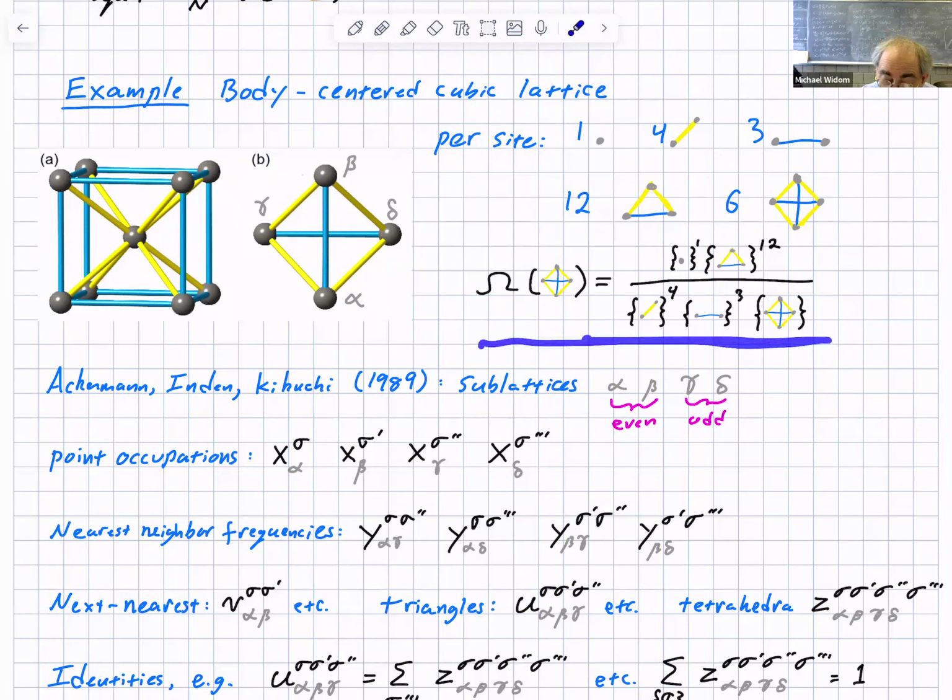And so here is the formula for the tetrahedron, first worked out by Ackerman, Inden, and Kikuchi. I'd like to call your attention to the fact that the body-centered cubic lattice has 4 sublattices that I label alpha, beta, gamma, and delta. And we can also think of 2 sublattices, like the even sublattice that sits at the vertices of the cube and the odd sublattice that sits at the body center.